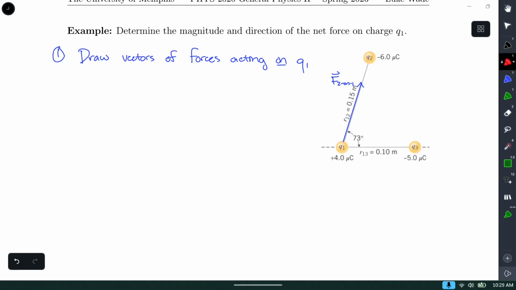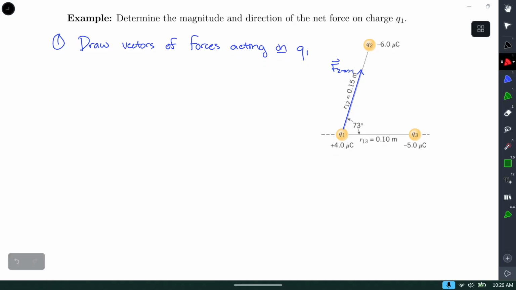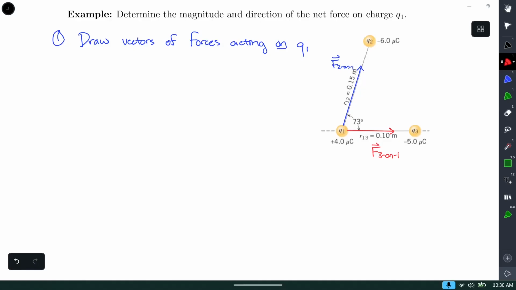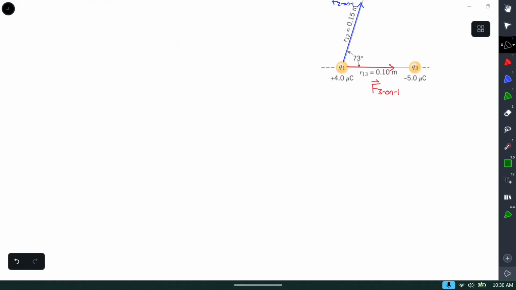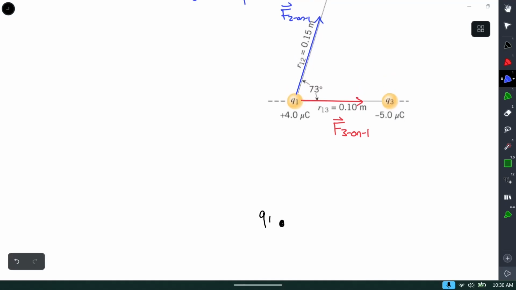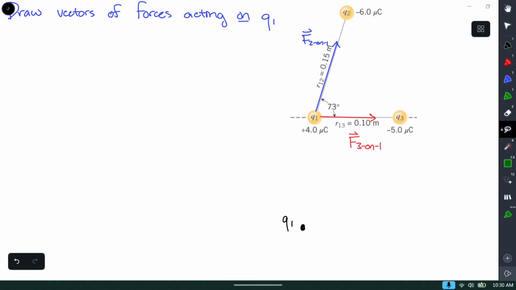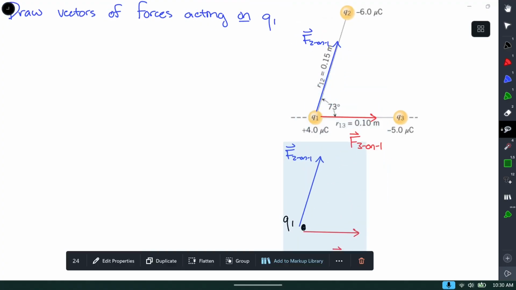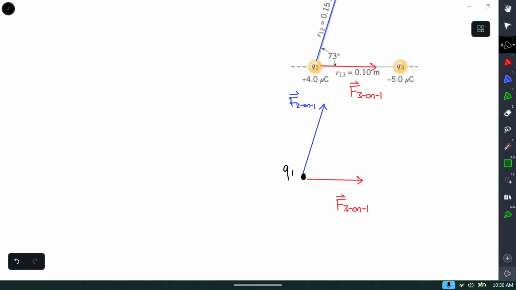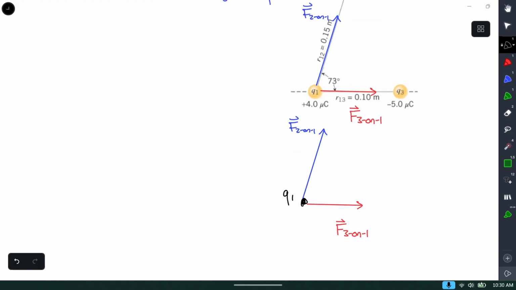And what about charge 3? It will also attract? Yes. So F3 on 1. And so essentially what we've just done is drawn a free body diagram for charge 1. If you like, you can actually separate it out and say, all right, here's charge 1, and I'll transfer those forces that are acting on it. I'll be lazy about it and I'll just copy and paste them. But that's essentially what we're doing here, just like in physics 1, finding all the forces on this charge and turning it into a free body diagram.